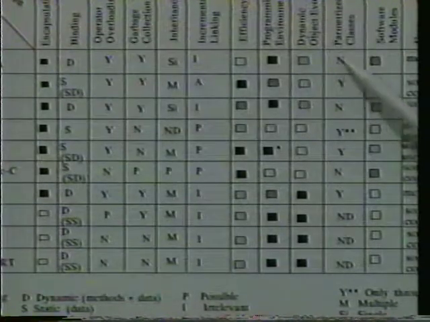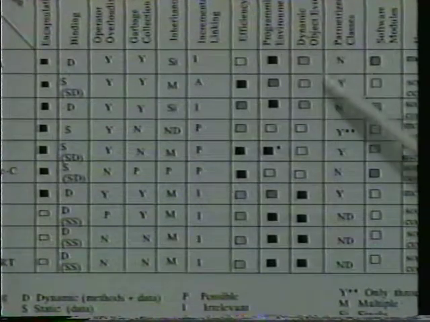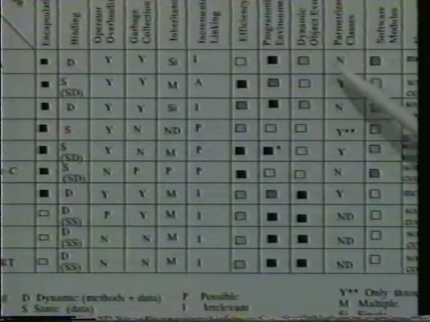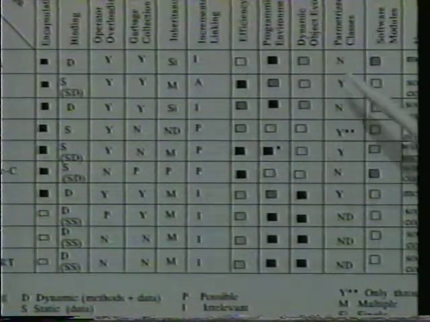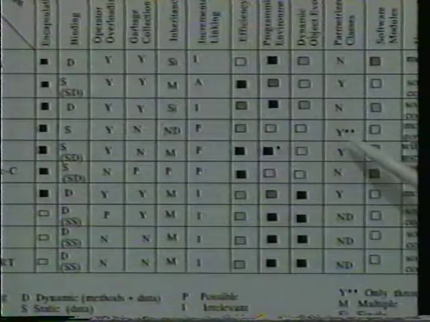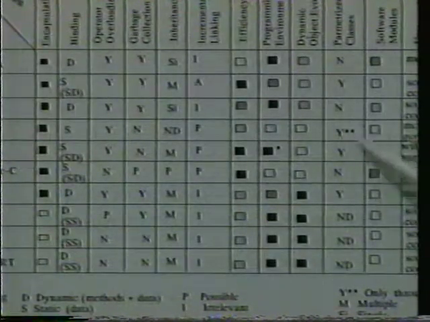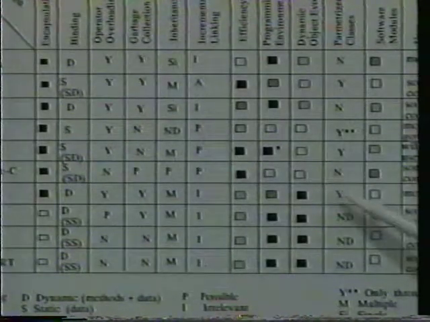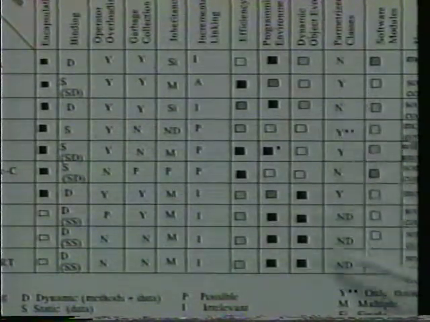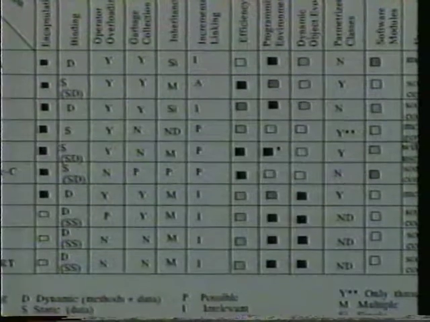We talked a little bit about parameterized classes before, where the parameterized class allows a parameterized template to be written which can be applied to several cases that differ only in the types of the parameters. Ada offers it only through a concept called packages. However, C++ offers this and CLOS offers this. Rest of the languages, it's not very clear what they offer.